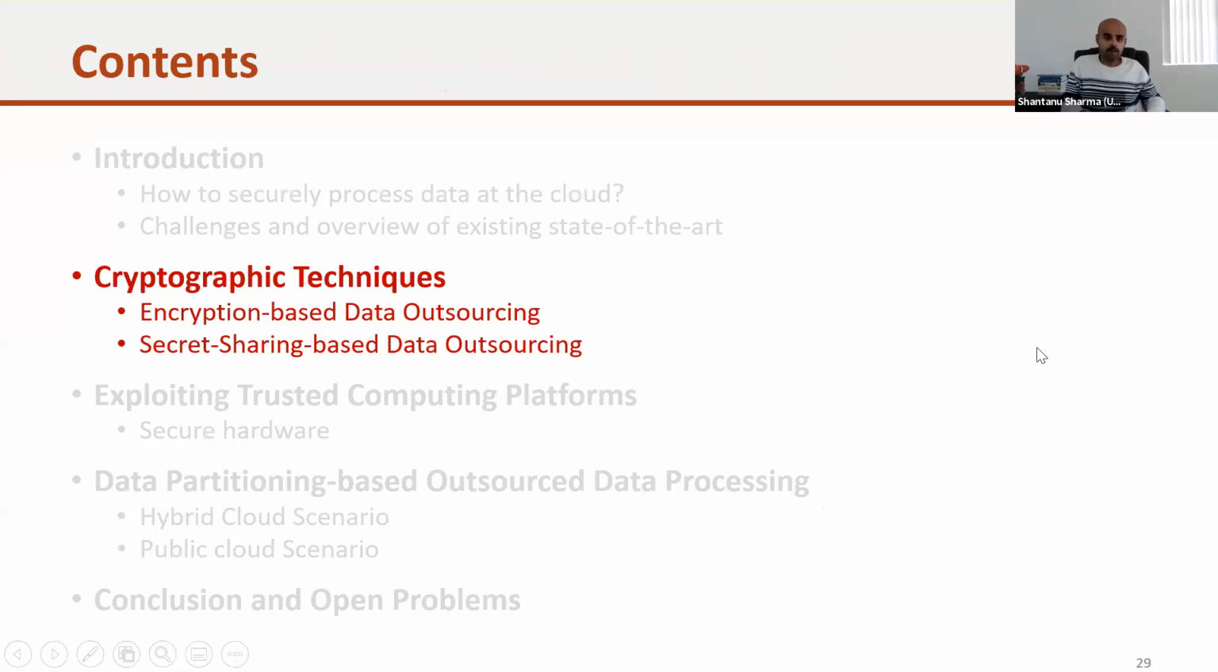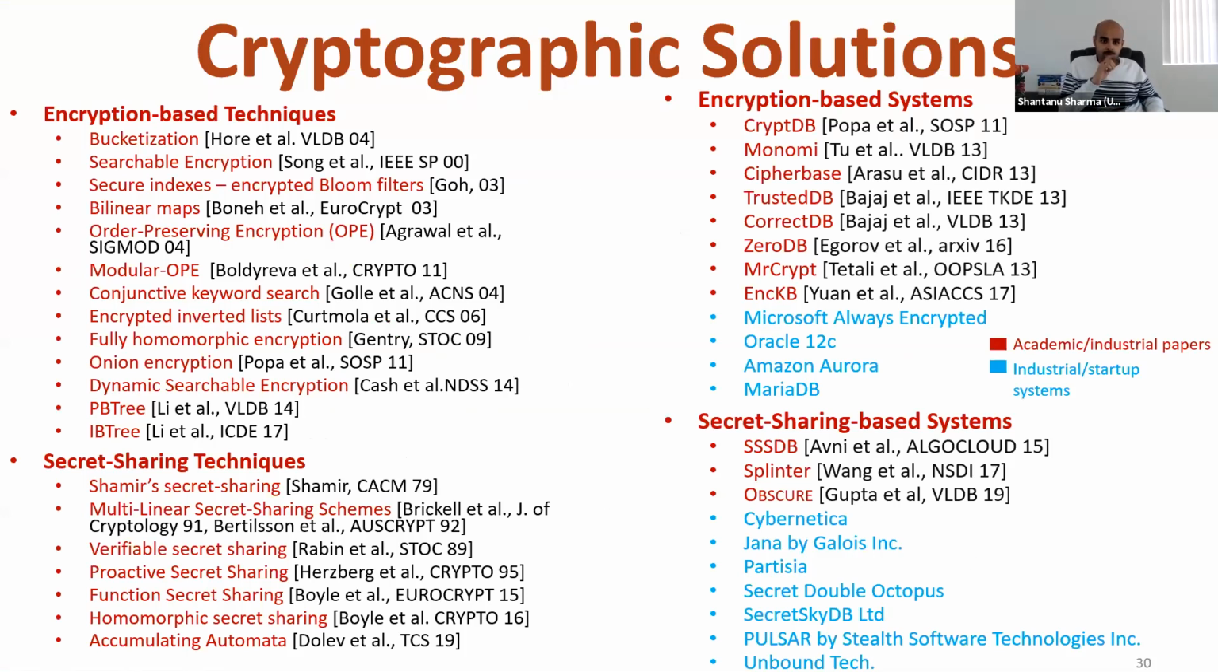Okay, so now I will continue with some cryptographic techniques, how they work, and some secret sharing based techniques. There are several cryptographic techniques. In red color, you can see academic and industrial papers written on different cryptographic techniques like searchable encryption, bilinear map, OPE techniques, homomorphic techniques, and several papers on secret sharing like accumulating automata, verifiable secret sharing, homomorphic secret sharing. And on the right hand side, you can see systems developed based on these techniques.